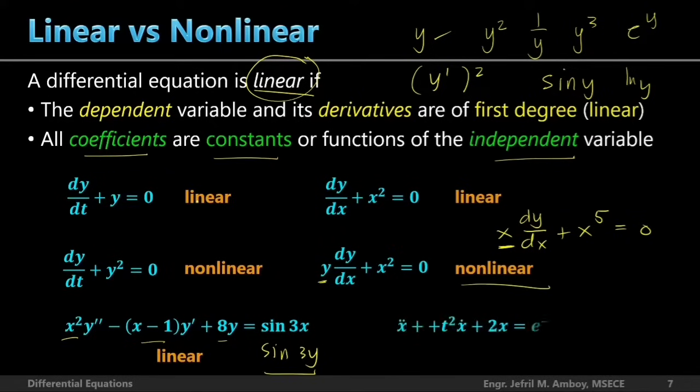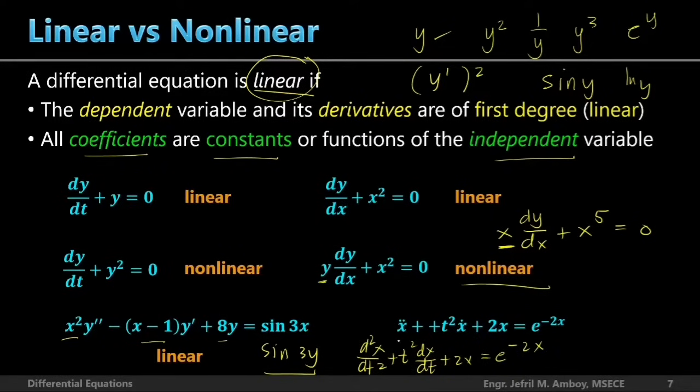Another example. So, here we have x double dot plus t squared x dot plus 2x equals e to the negative 2x. So, if you recall kanina, sinabi ko yung dot notation, that is the derivative with respect to time. So, actually, we can rewrite this equation as d squared x over dt squared plus t squared dx over dt plus 2x equals e to the negative 2x.